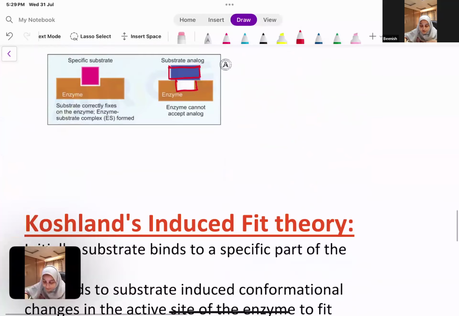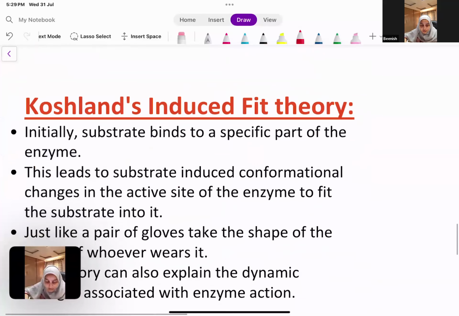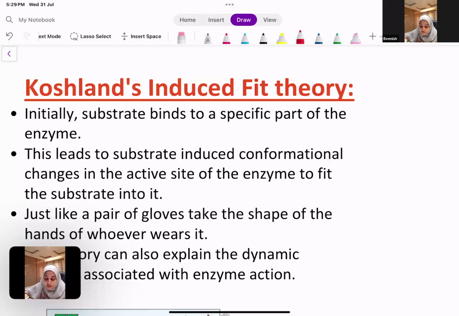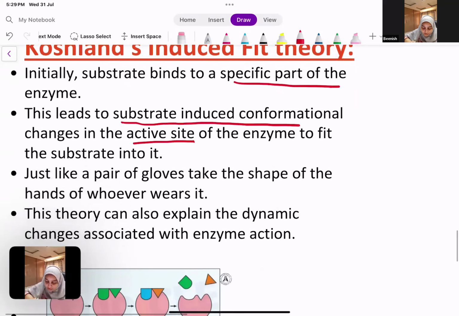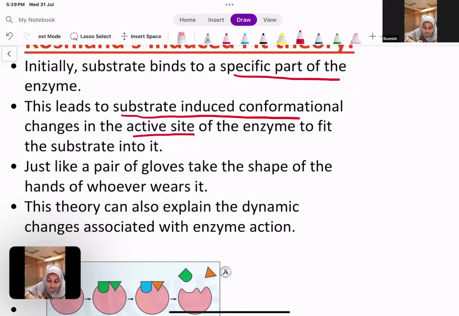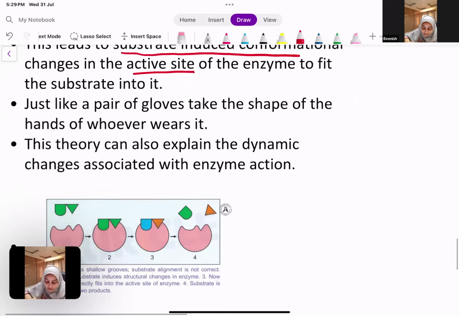Now moving on to Koshland's induced fit theory. According to this theory, initially the substrate binds to a specific part of the enzyme. This leads to substrate-induced conformational changes in the active site of the enzyme to fit the substrate into it, just like a pair of gloves takes the shape of the hands of whoever wears it. This theory can also explain the dynamic changes associated with enzyme action.